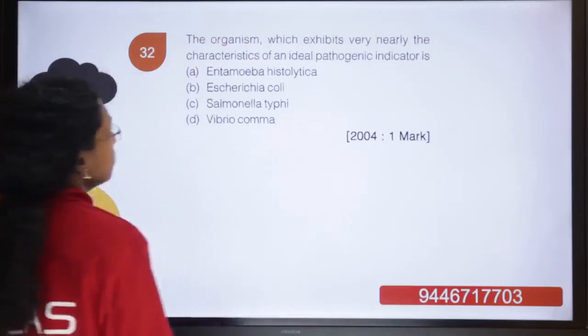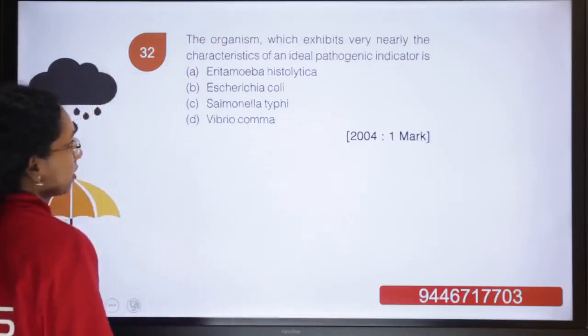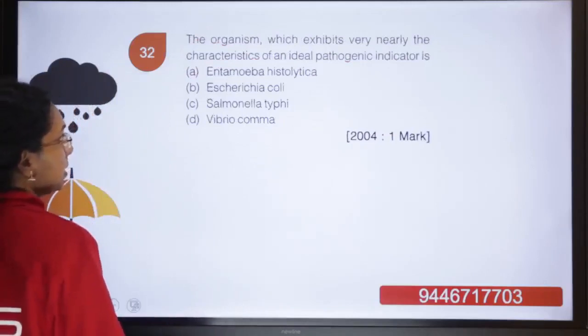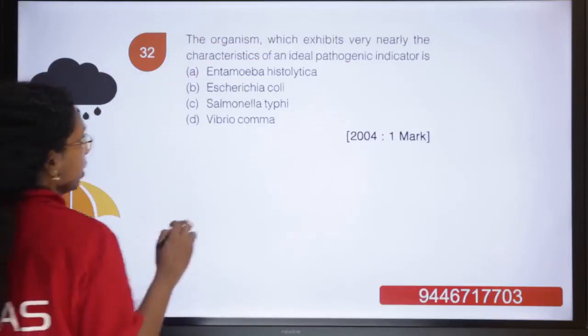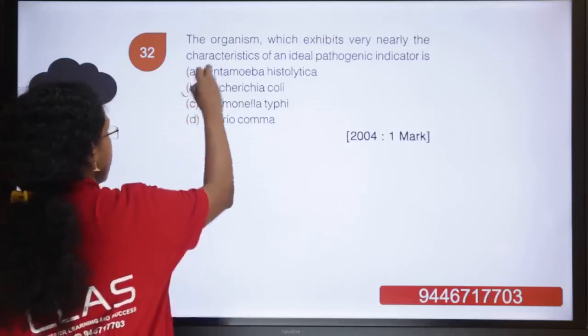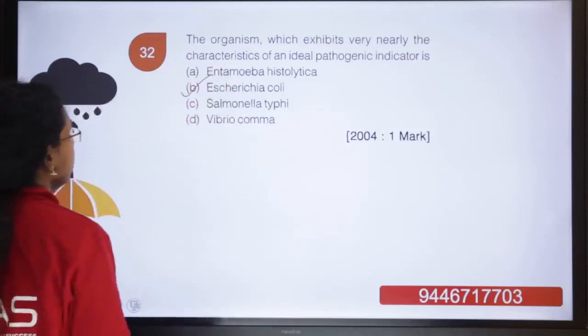Now the organism which exhibits very nearly the characteristics of an ideal pathogenic indicator: Entamoeba histolytica, Escherichia coli, Salmonella typhi, Vibrio cholerae. So what is the indicator organism? That is Escherichia coli.